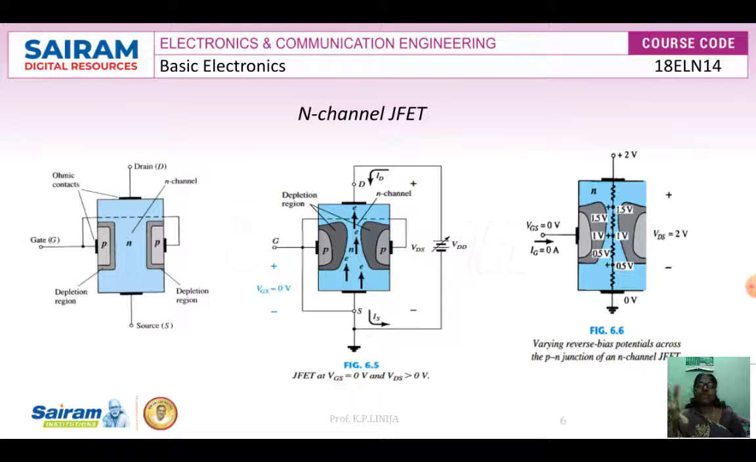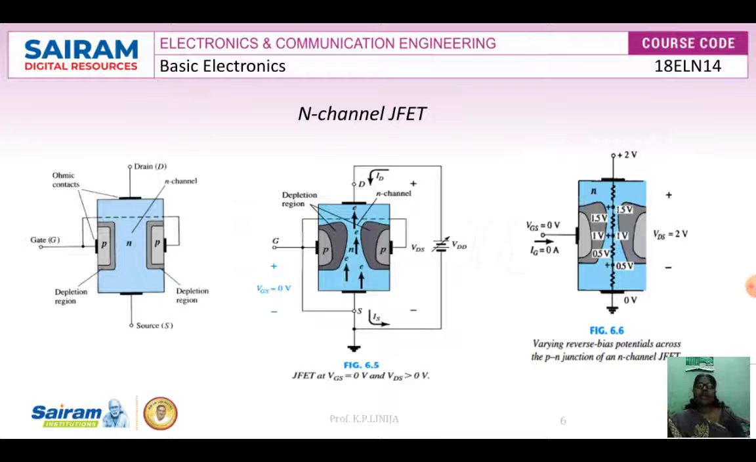Suppose the gate and source terminals are at 0 volts, the depletion region of the P material will remain unchanged. Okay, so now coming from VGS equal to 0, assume that we are applying a VDS, that is, voltage of drain to source. Then what will happen? The electrons will start to flow from source to the drain terminal.